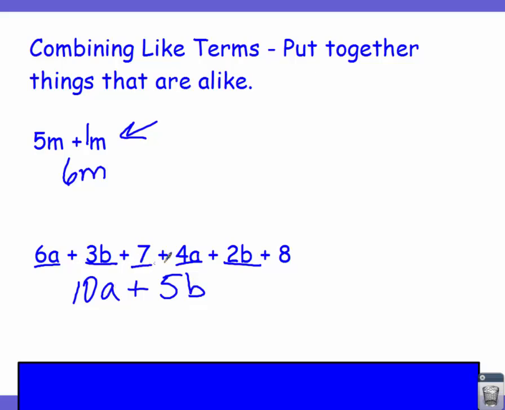And then we've got the 7 and the 8. We put that together and we get a 15. For the same reason, this 15 is different from the 10a and the 5b because the 15 doesn't even have a letter. So I can't combine any of those together. So this expression right here, if I wanted to simplify it, is going to look like this to be simplified. So let's see if we can do a few more real quick.